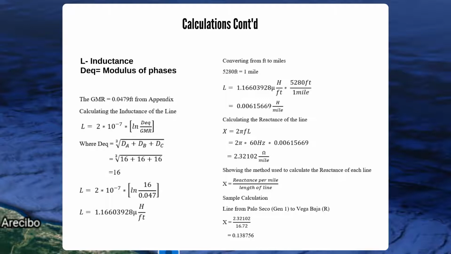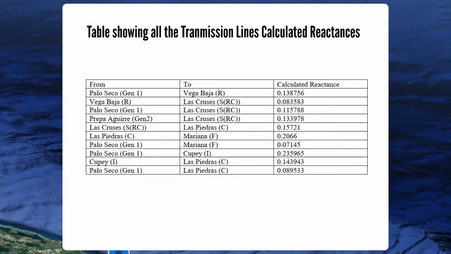So to find the reactance for each line, all we had to do was to divide the reactance per mile by the length of the line. And to show this, we have a sample calculation which we use the line between generator 1 and the residential load center. And the distance between these two locations was 16.72 miles. So as a result, the reactance would be 0.138756. This table shows all the values we got for the reactance when we use the same methods as before.